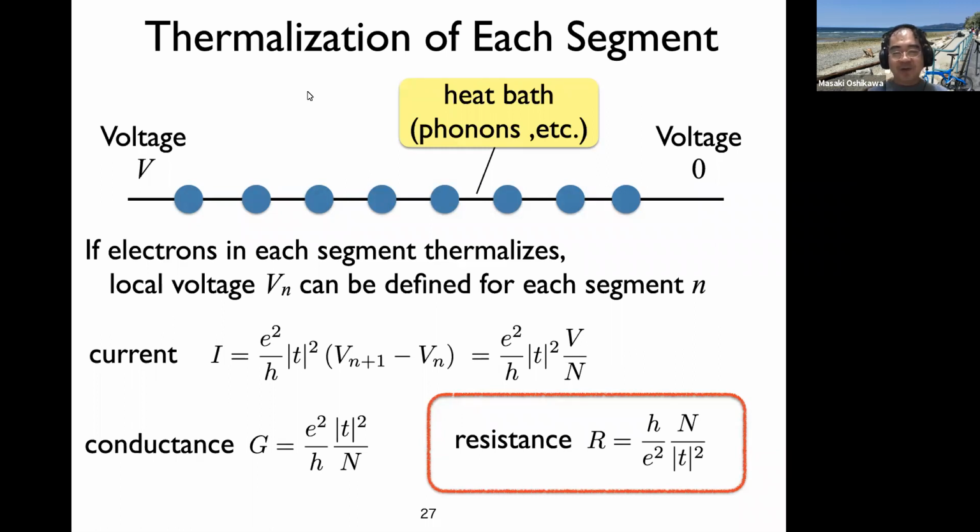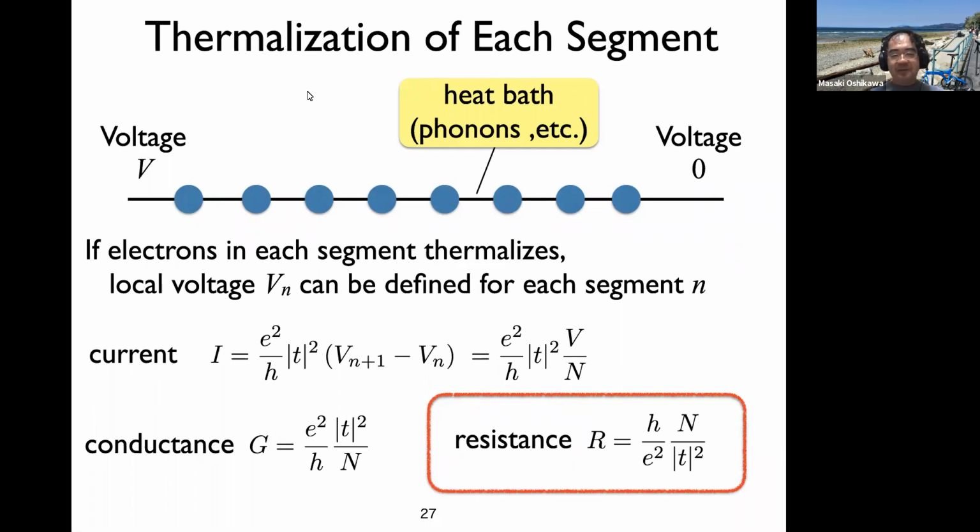But here we consider one simple limit. That is, within each segment of this network, we suppose that the electrons interact with phonons, for example, sufficiently so that the electrons within each segment thermalize. So within each segment, electrons are in an almost equilibrium state. Then you can define a local voltage for each segment n. So for segment n, you can define a local voltage Vn.